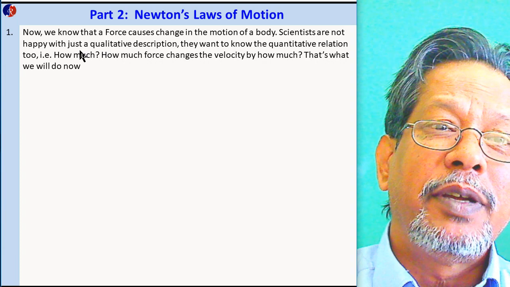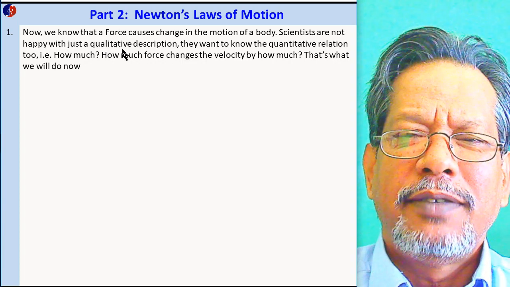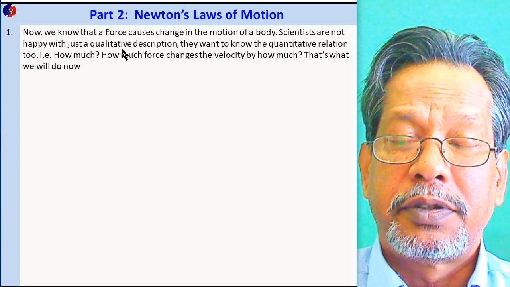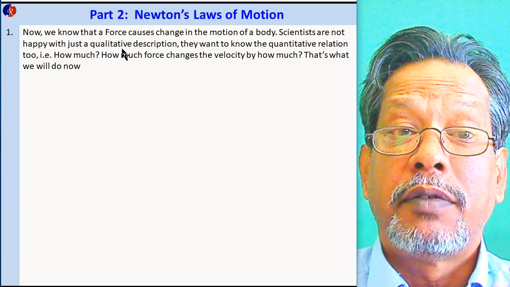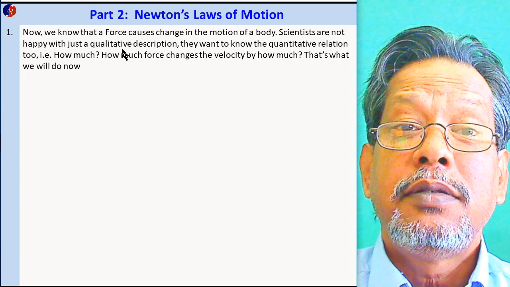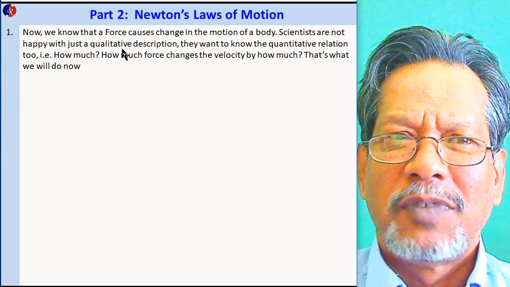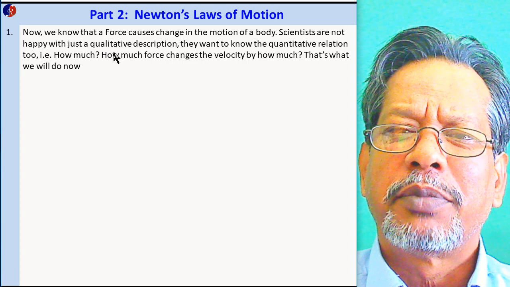Scientists are not happy with just this kind of qualitative description. Qualitative means, okay, you apply a force, it starts to move or changes the motion. Qualitative, there's no number involved. The quantity is not involved. They like to know a quantitative relationship between the force and the motion, for example.